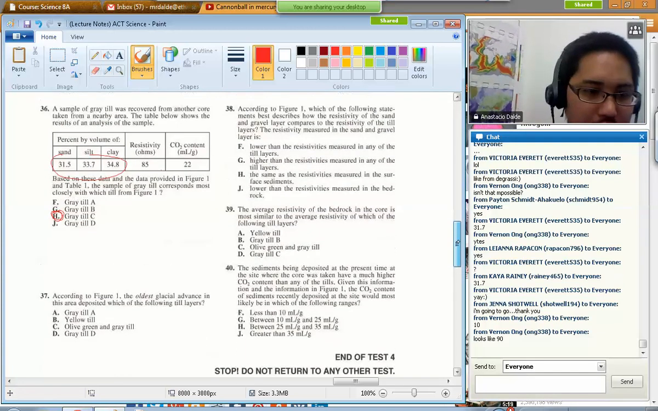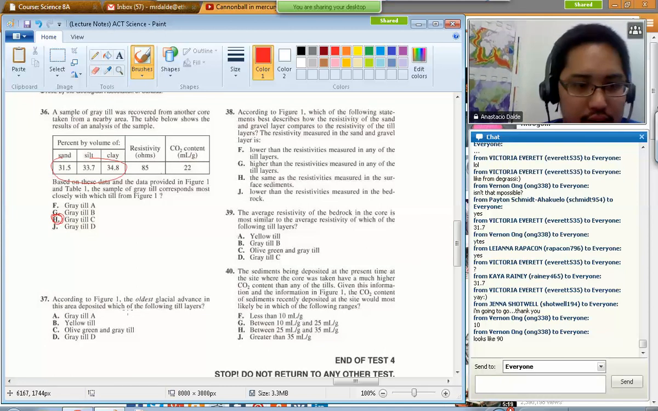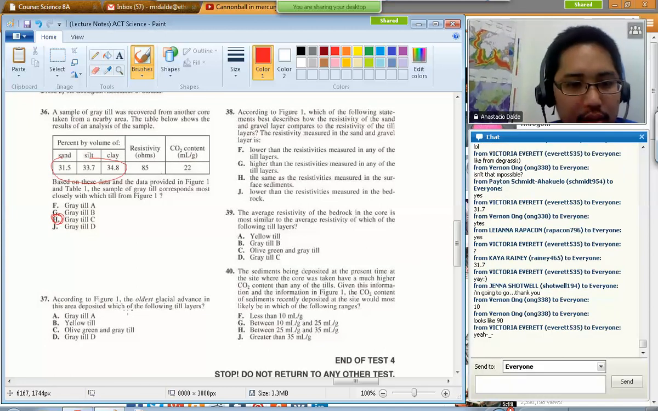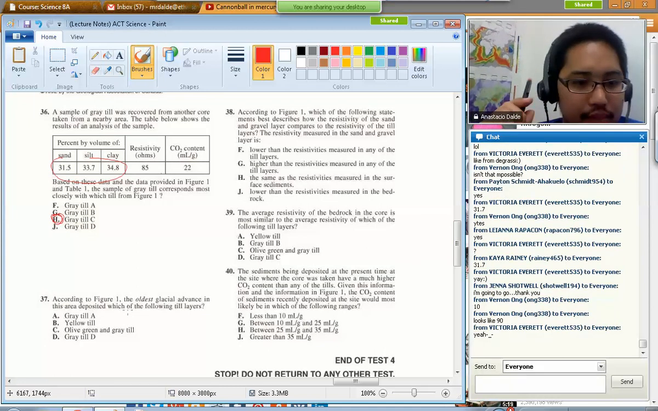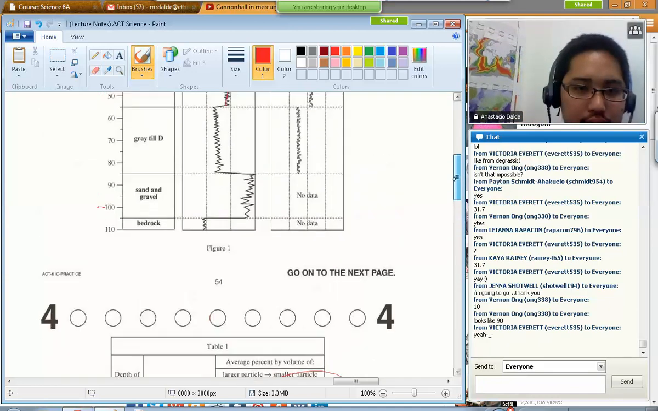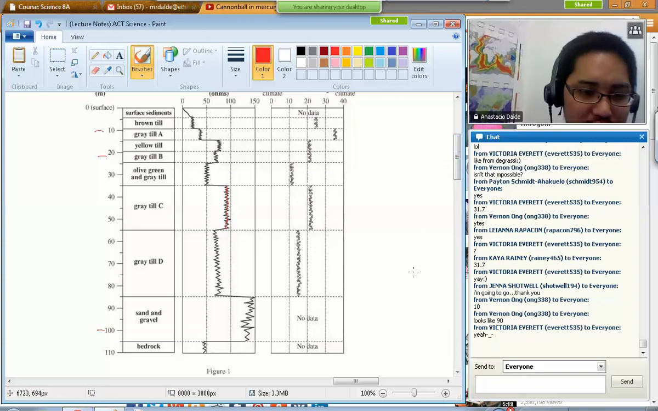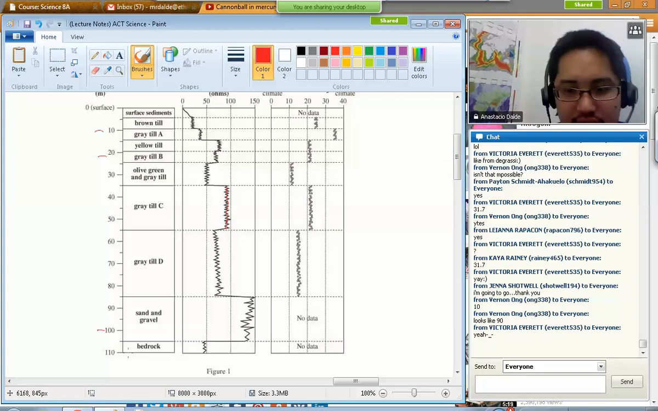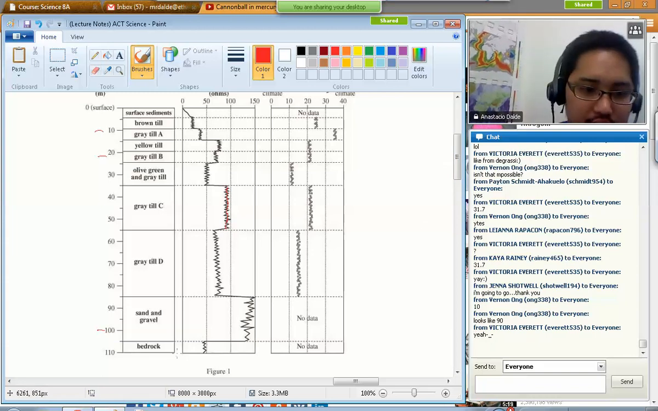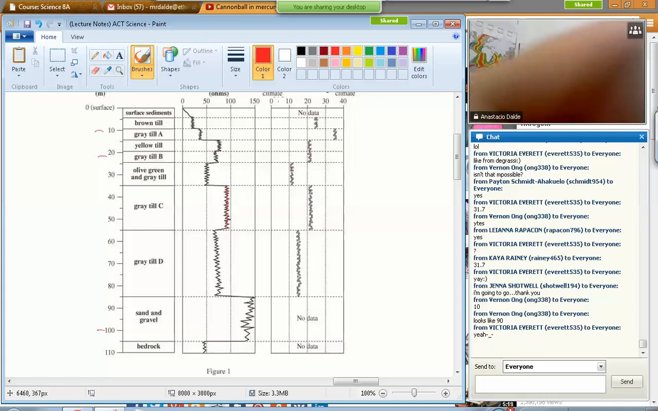Okay, so part number 37. According to Figure 1, the oldest glacier advance in the area deposited which of the following till layers? Okay, so the oldest one is what? Well, it's bedrock, but that's not an option. And then sand, and then gray till D, and then gray till C, because it gets younger as you get higher.